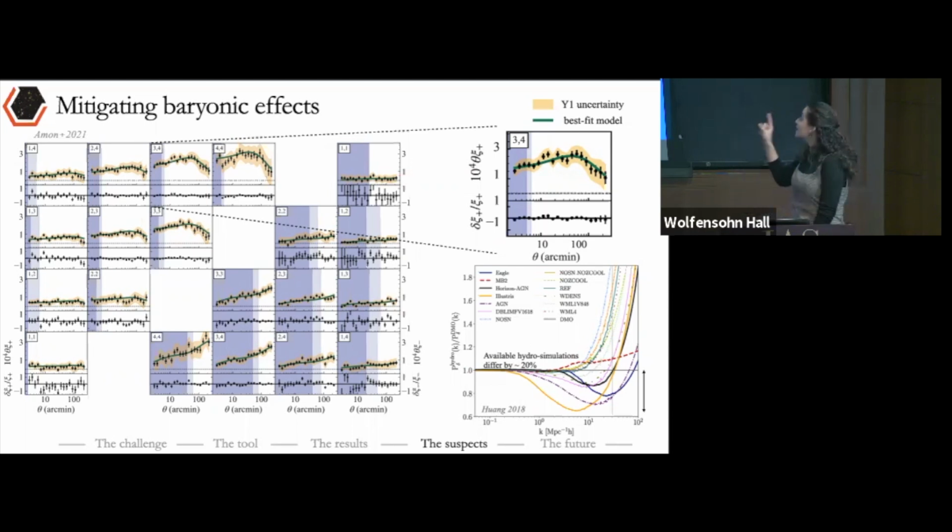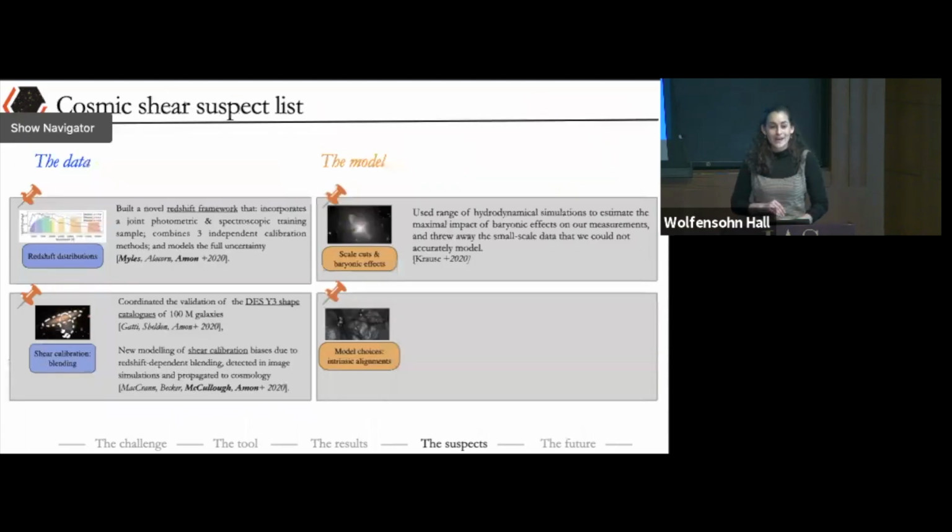And you can see that for the measurements that we do use in white here, the model is an extremely good fit to the data. So I think we felt assured that baryons were unlikely to cause the S8 tension.